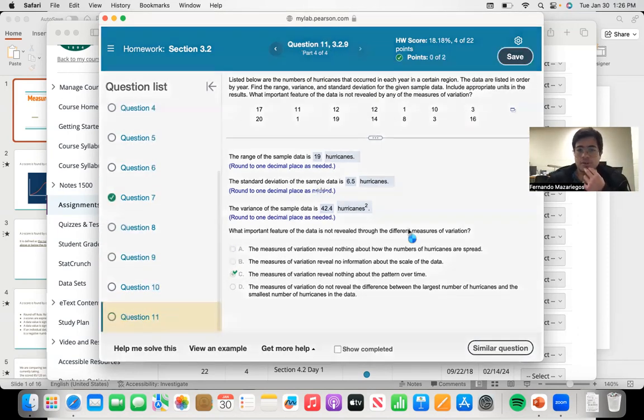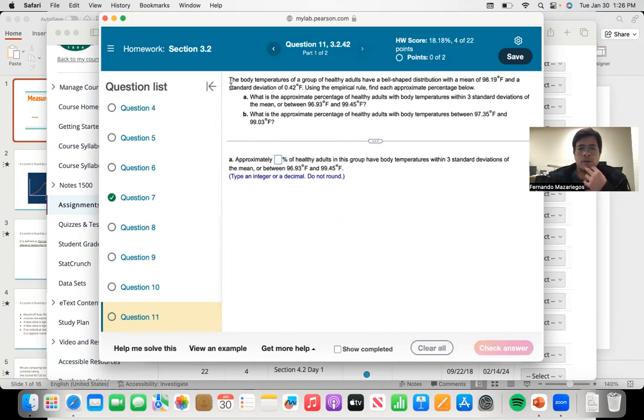Okay, let's go to question 11. The body temperatures of a group of healthy adults have a bell-shaped distribution with a mean of 98.19 degrees Fahrenheit and a standard deviation of 0.42 degrees Fahrenheit. Using the empirical rule, find each approximate percentage below.